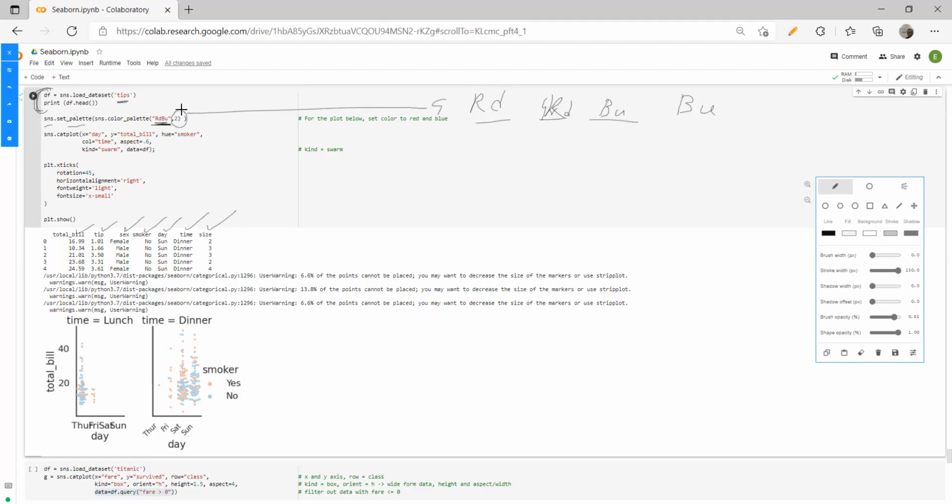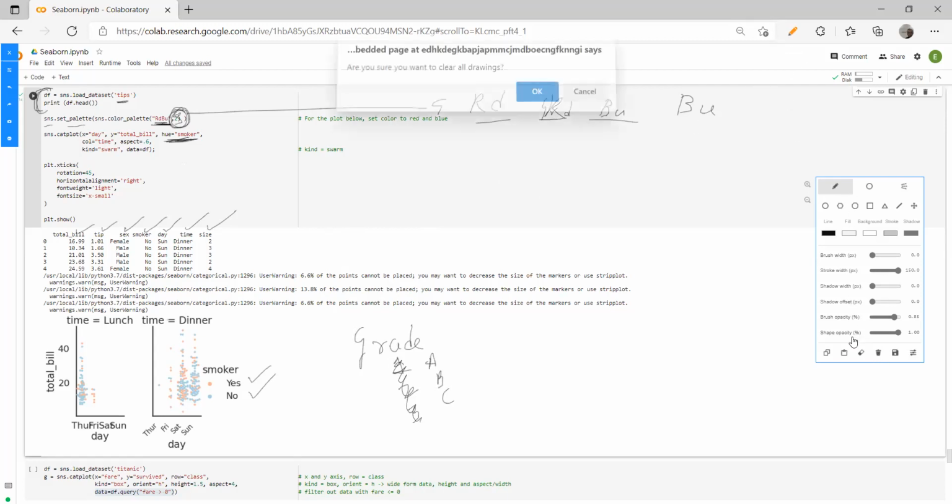Why did I select this 2 specifically? Because my hue is smoker, and smoker can either be yes or no. There cannot be multiple things, so I just selected two colors over here. If your hue is something else which can have multiple options, for example grade, and there are three possible grades, 1, 2, and 3, or A, B, and C, then in that case you will say red and blue, and I want three different colors. Something like that. Let me remove this and come again.